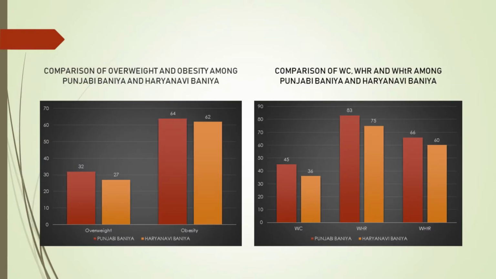Now, comparing the same risk factors between the Punjabi Baniyas and the Haryanvi Baniyas, similarly, the Punjabi Baniyas do have a higher propensity towards being overweight, being obese, having a higher waist circumference, a higher waist to hip ratio, and a higher waist to height ratio.